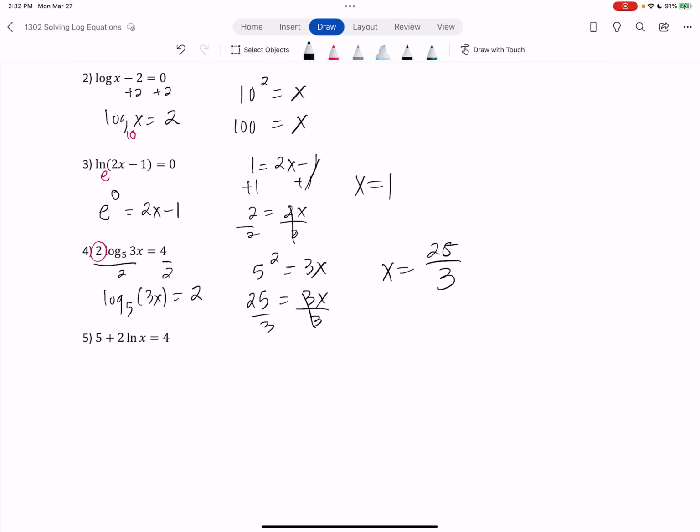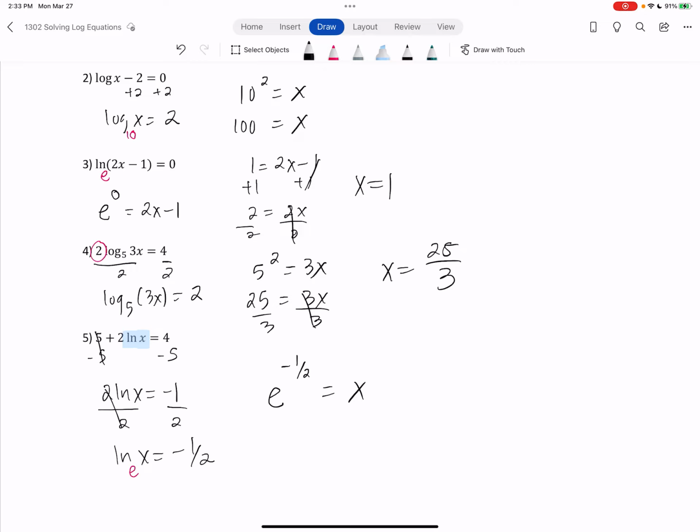Okay, one more example. I want to get this logarithm part all by itself. So I'm going to subtract 5, so 2 ln x is negative 1. I'm going to divide both sides by 2. ln x is negative 1/2. Remember, natural log is base e. So when I rewrite this, I get e to the negative 1/2 equals x. I could approximate that in my calculator if I wanted to, but I can just enter my answer just like that, e to the negative 1/2.